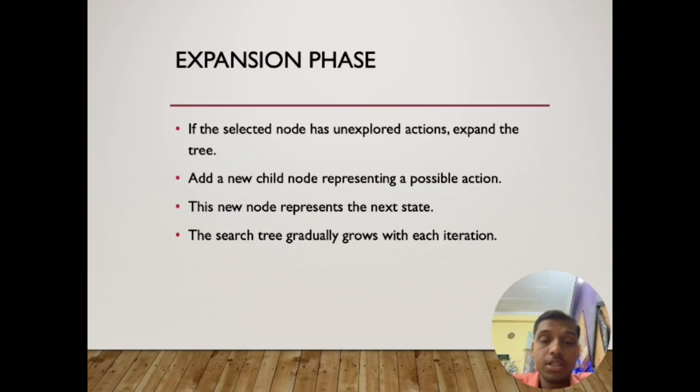The next phase is the expansion phase. In the expansion phase, if the selected node has unexplored actions, the search tree is expanded. A new child node is added, representing a new possible action. This node represents the next state. The search tree gradually grows with each iteration, and that's how the expansion phase works.